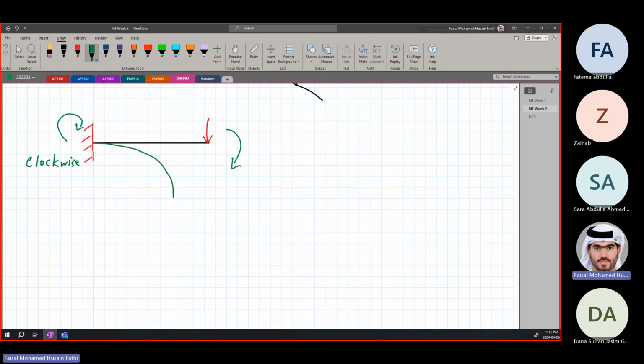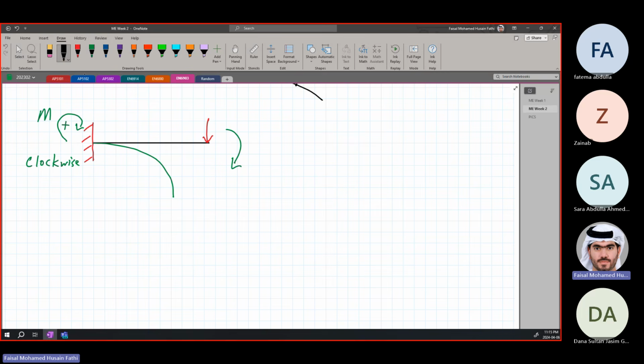Right? Because it is pushing it downwards, it will take the direction of clockwise. The harder the force is applied, the more it will keep turning in the clockwise direction. So this moment is in the clockwise direction, and clockwise usually is positive as a standard notation when it comes to forces and moments. All right.